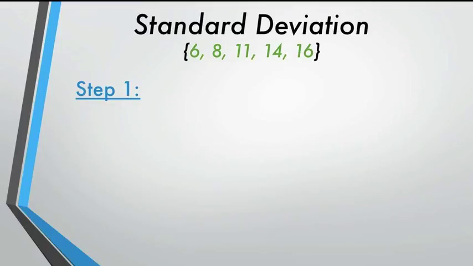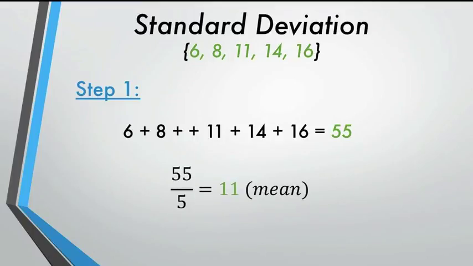First, find the mean for the given set of data. Reminder, to find the mean, add the values together and divide the sum by the number of values. So, 6 plus 8 plus 11 plus 14 plus 16 equals 55. 55 divided by 5 equals 11. 11 is the mean.